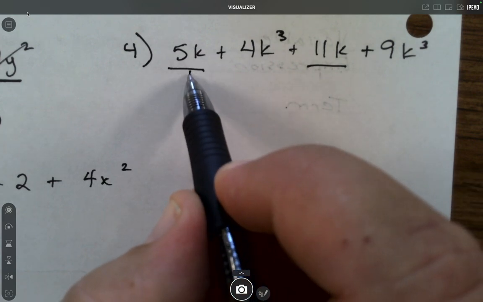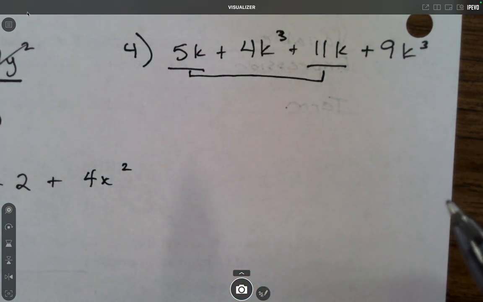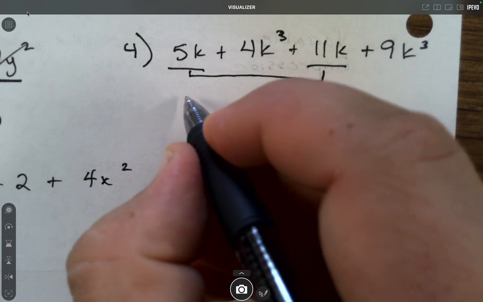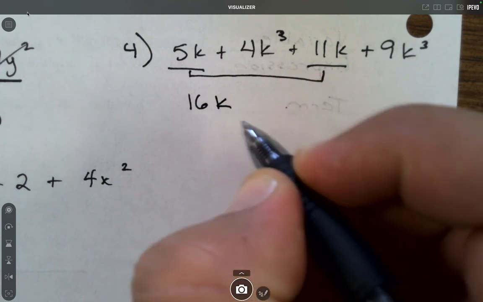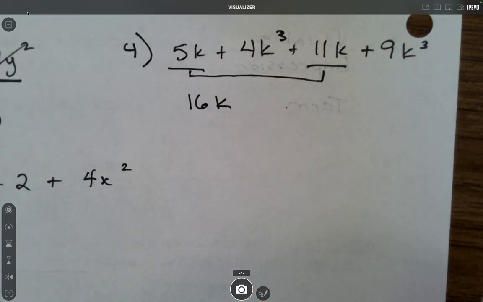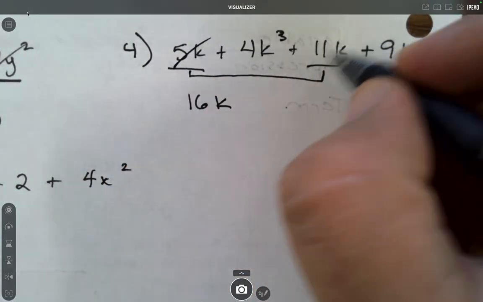So I'll first start by combining 5k and 11k. 5 plus 11 is 16, and I keep the k. So I've covered those two.